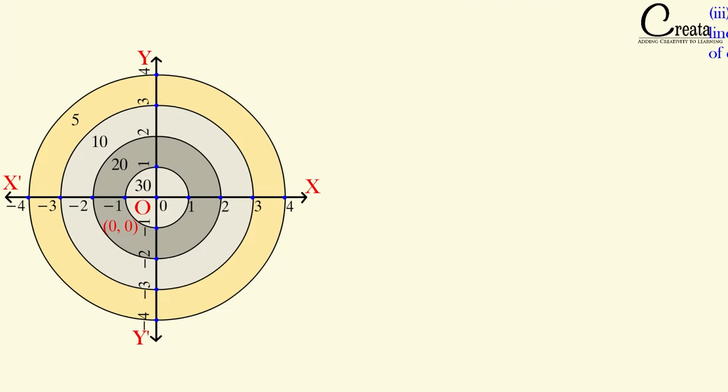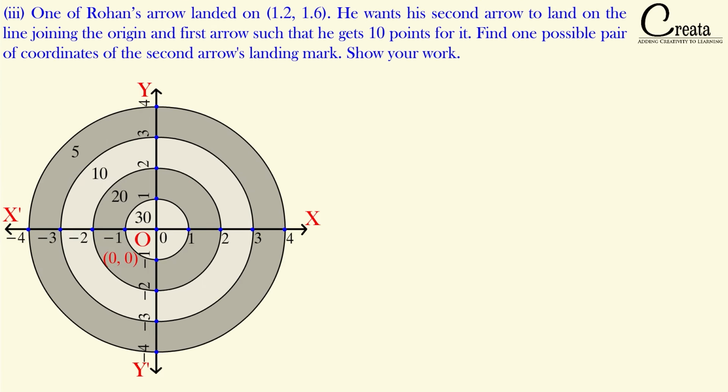Let's move to part 3. In part 3, it is given that Rohan, the player, shoots the arrow, and the arrow lands at the point (1.2, 1.6). The x coordinate is 1.2, the y coordinate is 1.6, so the arrow strikes at this coordinate.